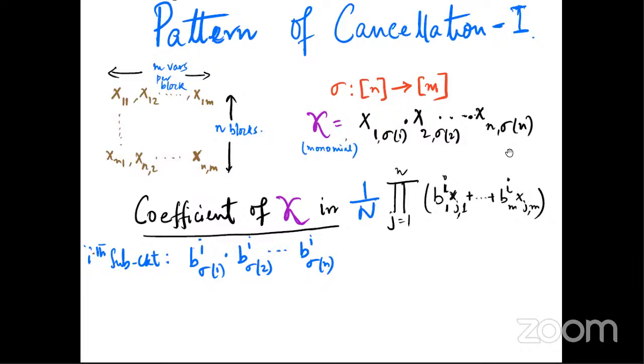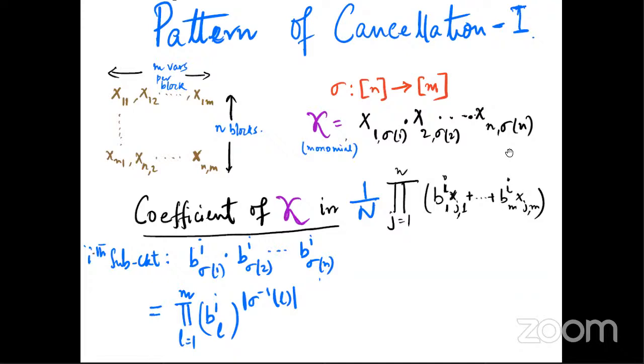Because you chose from the first block the sigma 1th copy, so you look at the sigma 1th b from the first block, and so on, and you take the product of these things. So this is exactly going to be the coefficient of the monomial that the ith depth 2 subcircuit will contribute. And therefore you just need to sum them up. So we want to understand what this product is.